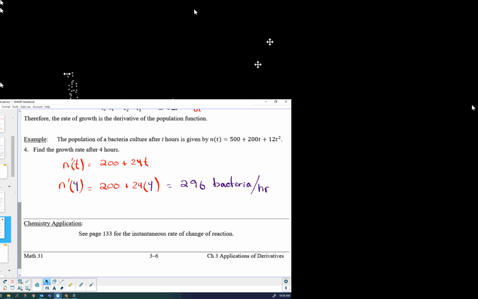Well, it's bacteria, and we're given time in hours, so it's the number of bacteria per hour. Depending on the situation, there'll be different units. Yep, that notation is good.